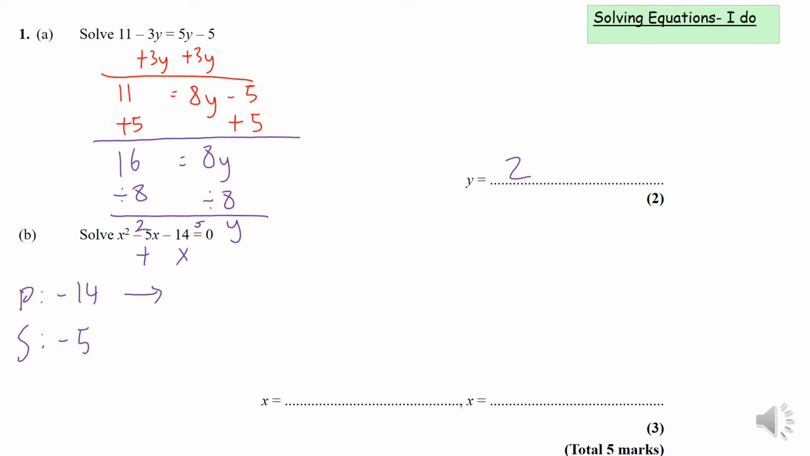Okay, so in this case the factors of negative 14 would be 1 and minus 14, 2 and minus 7. I can flip the signs because I know that will also give me negative 14. So minus 1 and 14 and, okay, now I've listed all the factors. Which pair will give me the sum of minus 5?